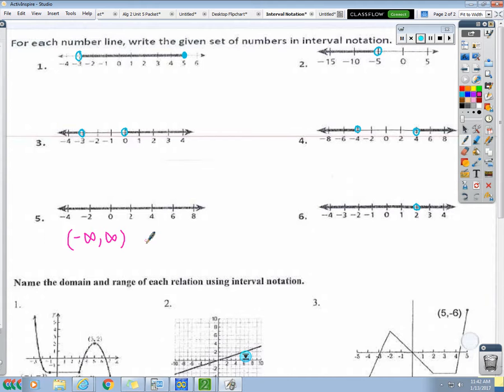Now, another way you'll sometimes see this written is all real numbers. Because doesn't that include every single number on the number line when it's bolded and shaded left forever and right forever? And then another way you'll see this is this symbol. It's a double-back R, and it means all real numbers.